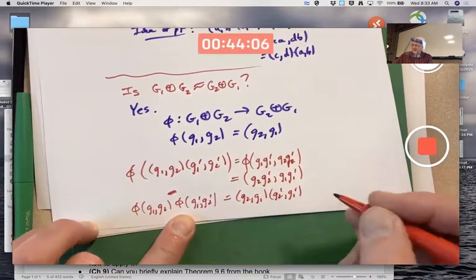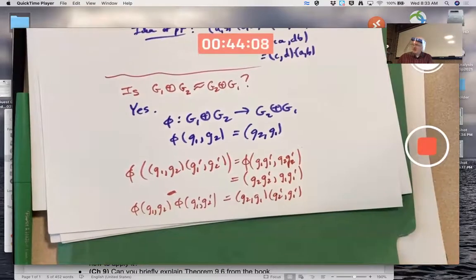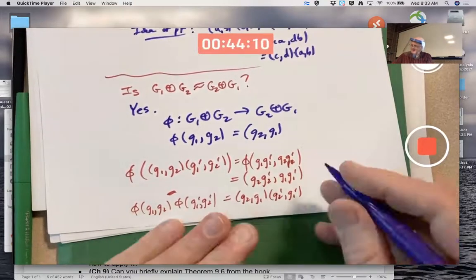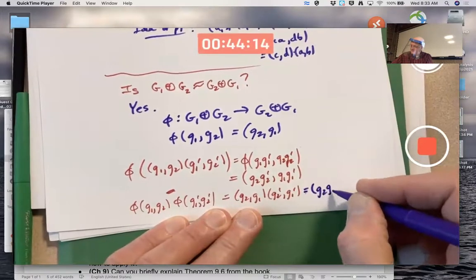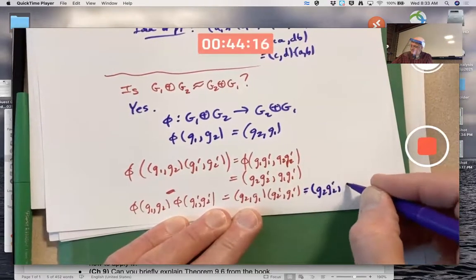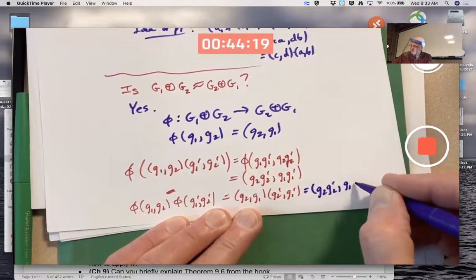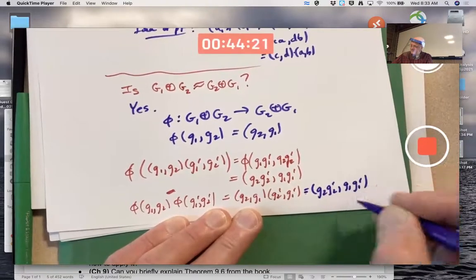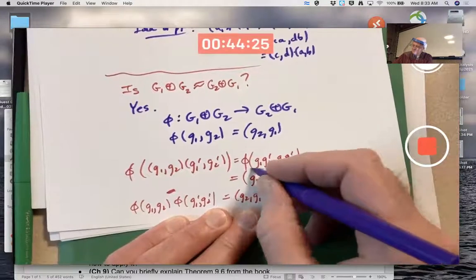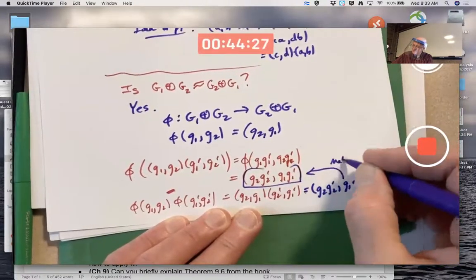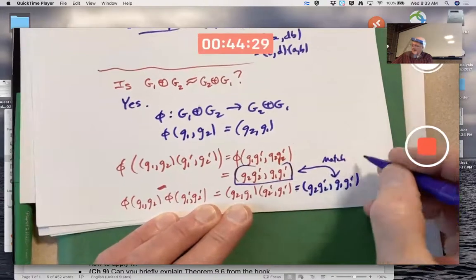But then by definition of multiplication in the external direct product, this is the same as that. And that is the same as this. Match. We are happy.